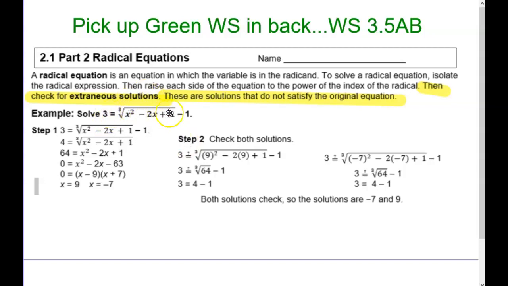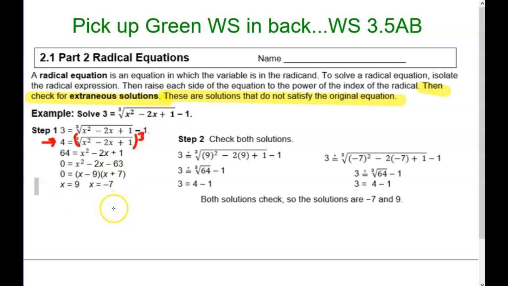Now, this is an example that's done for you at the top of the worksheet. It had a third degree, a cube root here. So to isolate the radical, they added 1 over to the other side and got 4 right here. And then they cubed both sides to get rid of the cube root. So 4 to the third was 64, but when you cubed this side, all you did was get rid of the cube root. So then they subtracted the 64 over, factored, and got 2 solutions. The trick is sometimes one of these won't check.